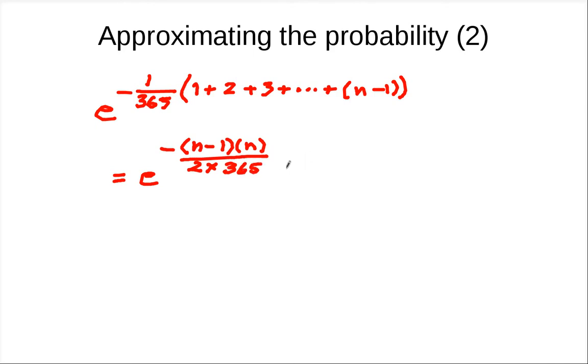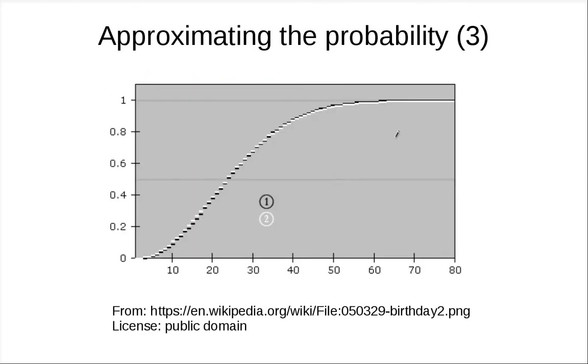Now this n is kind of large, not actually large, but maybe 20 or 30 or 50, so let's approximate it a little bit more. So it's going to be e to the minus n squared over 2 times 365. So this is our approximation. It's nicer to look at than the previous big multiplication. But the question is how close is this to the actual value? Someone on Wikipedia has already plotted this for us. The black line is the actual value, and the white line is our approximation. So it's pretty close.